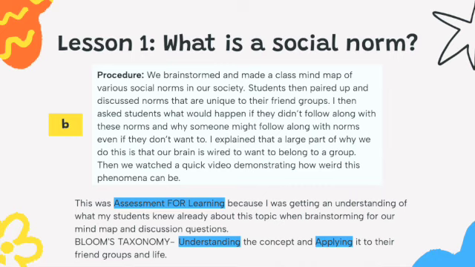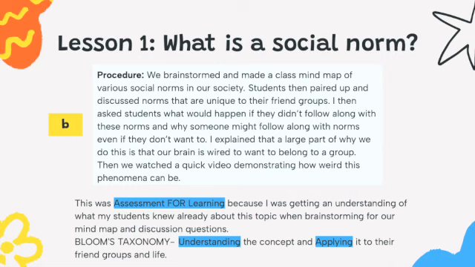I explained that a large part of why we do this is that our brain is wired to want to belong to a group. Then we watched a quick video demonstrating how weird this phenomenon could be, and it was the Brain Games one, where they were in a waiting room and they all had to stand up at the beep and then sit back down.